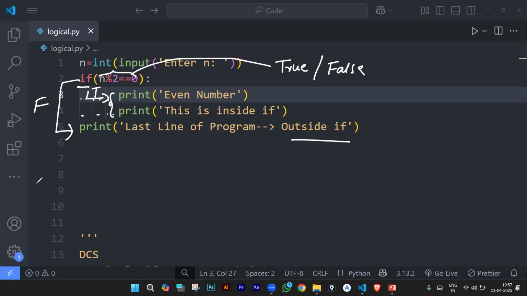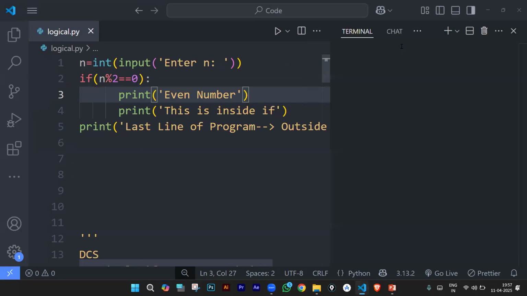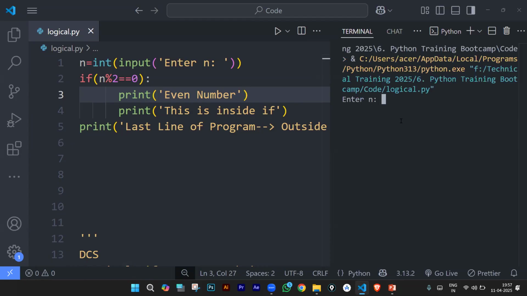Now let me run this and let me show you the output for this. Click on run Python file. Now let's see. First, it is going to ask us to enter the value of n. I'll enter the value of n as 5. What do you think the output is going to be? You should not wait for the machine to answer. What do you think the output is going to be if I enter n as 5? Evaluate.